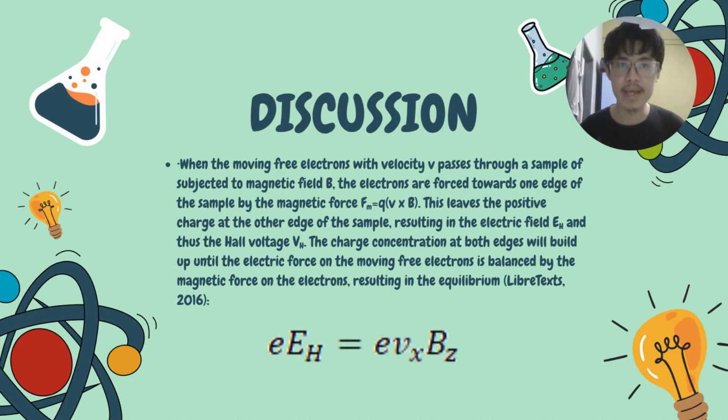Now I'm going to present the discussion for the experiment. When the moving free electrons with velocity v pass through a sample subjected to magnetic field B, the electrons are forced towards one edge of the sample by the magnetic force. This leaves the positive charge at the other edge of the sample, resulting in the electric field and thus the Hall voltage. The charge concentration at both edges will build up until the electric force on the moving free electrons is balanced by the magnetic force on the electrons, resulting in the equilibrium.